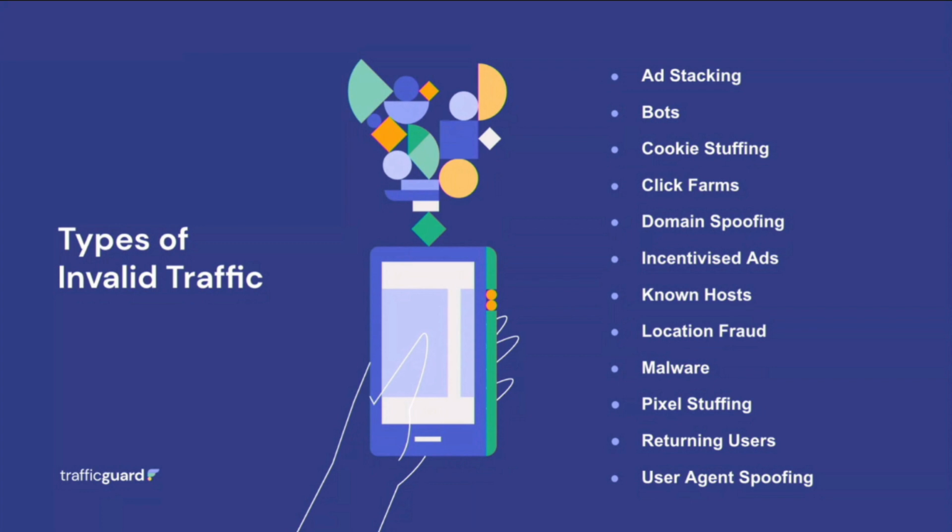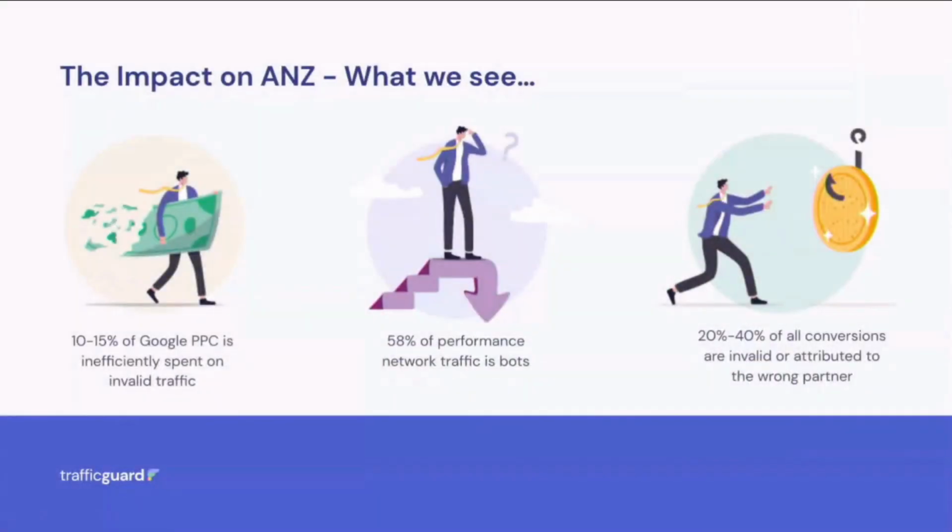And so TrafficGuard is built specifically to be detecting and finding these things all of the time in real time, and then giving advertisers the means to prevent them in real time, so that they then buy valid traffic, so they grow faster and more efficiently.